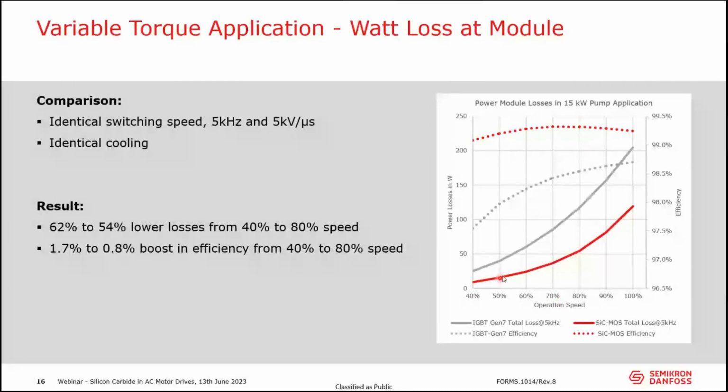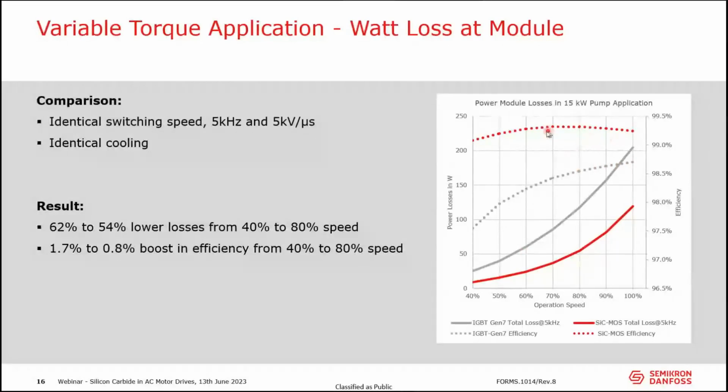MOSFET module here. So if we assume our pump is running in that speed area, 40 to 80%, I think that's quite a range where most of the pumps are running most of the time in their life, then we talk about 62 to 54% lower losses. If we look at the efficiency, this is represented by the dotted lines. Gray again is the IGBT module. Red is the silicon carbide module.